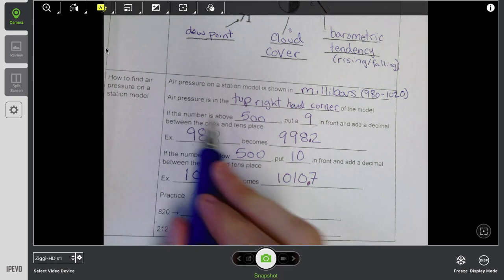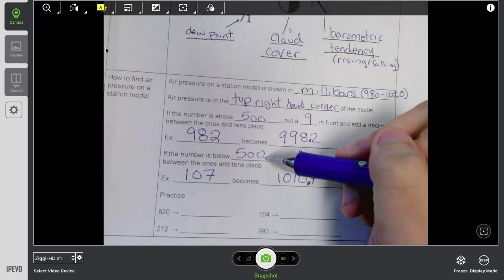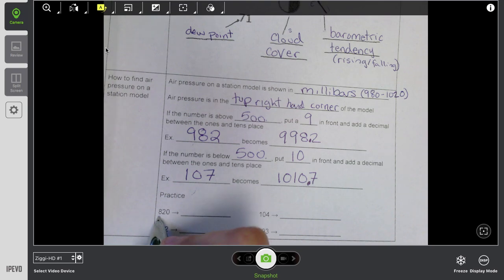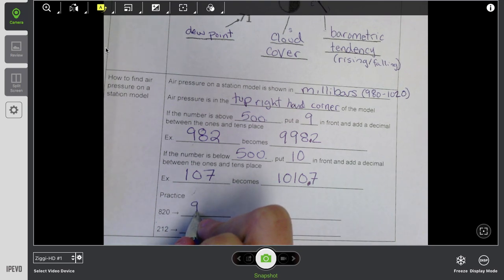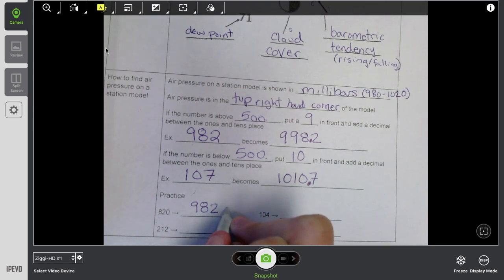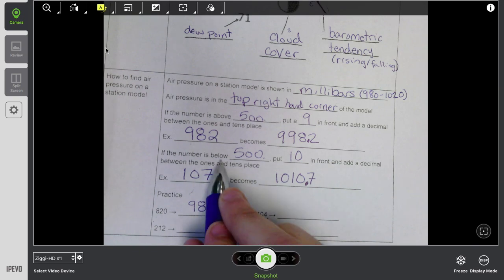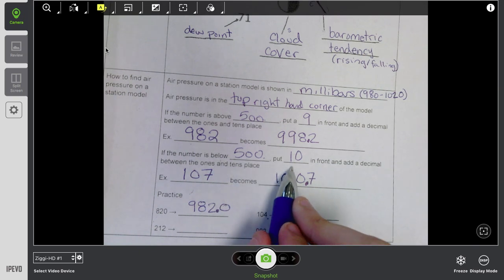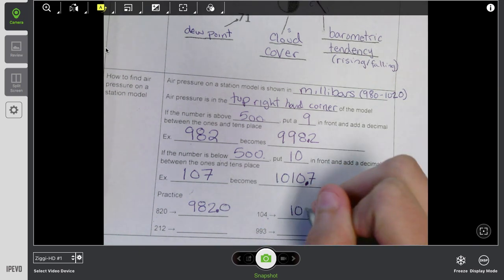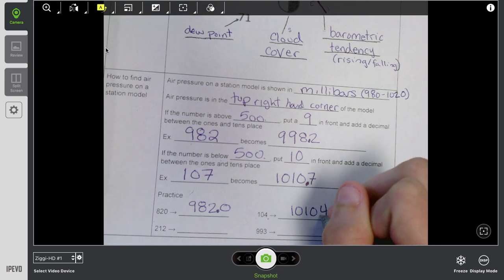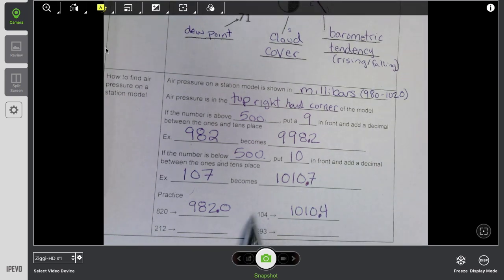820. I'm going to look, and I'm going to determine, is it above or below 500? 820 is above, so I'm going to put 9 in front, 820, and my decimal. All right, 104 is below 500, so I'm going to put a 10. So 10, 104, and a decimal. So 104 becomes 1010.4.